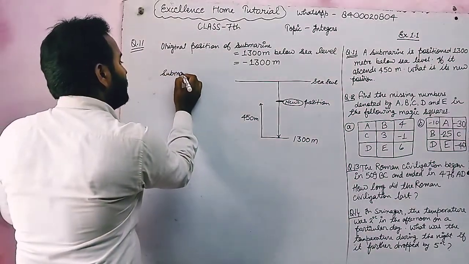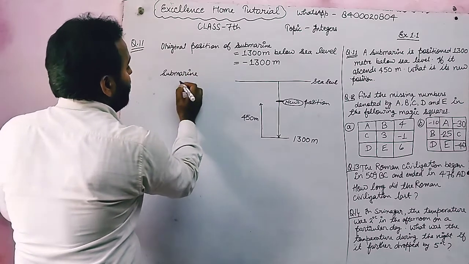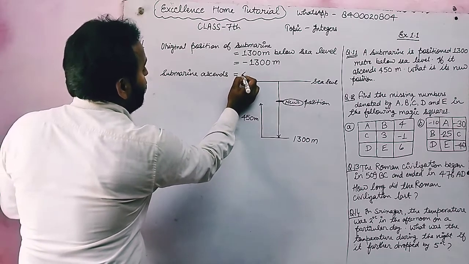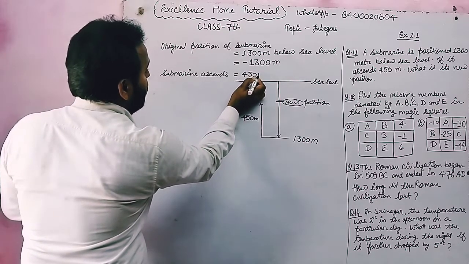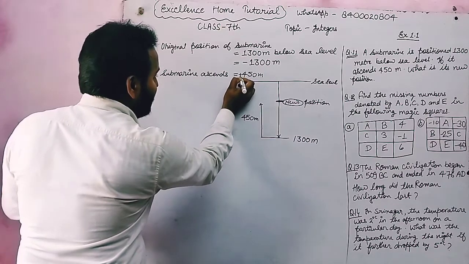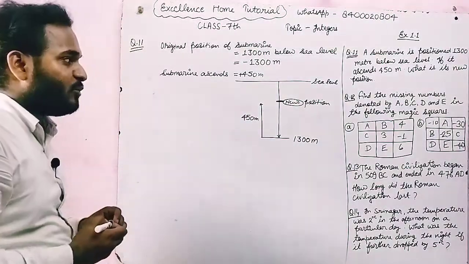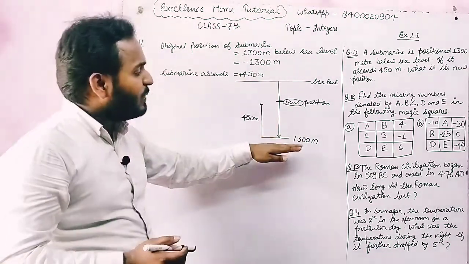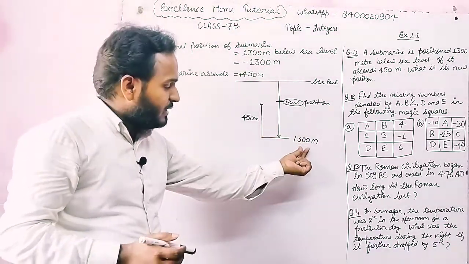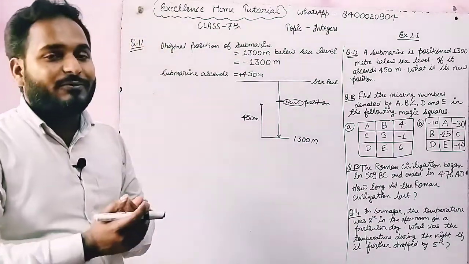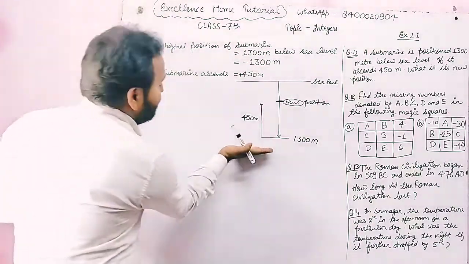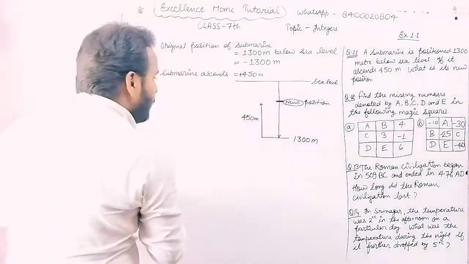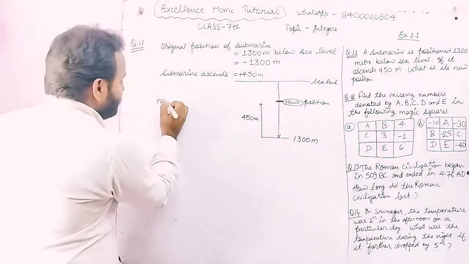Submarine ascends equal to 450 meter, which is represented by a plus sign. After that we have to find out the new position of the submarine, that is minus 1300 meter plus 450 meter, because it ascends, it goes from bottom to top, so we have to add both the numbers.